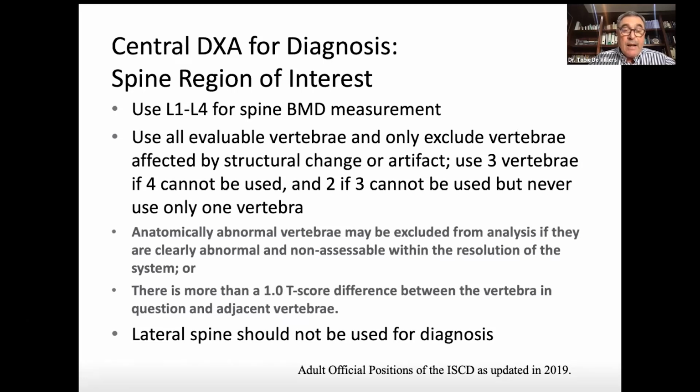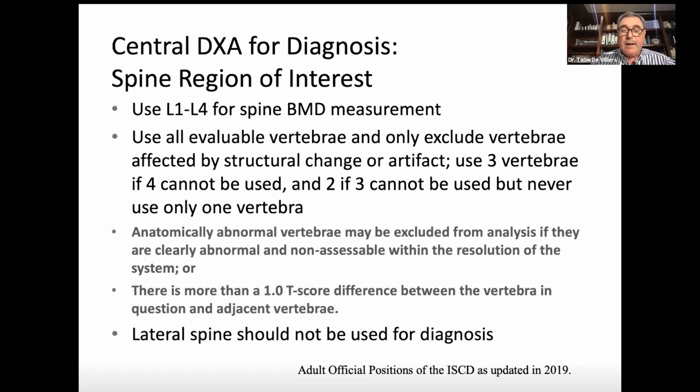Anatomically abnormal vertebrae may be excluded if they are clearly abnormal, and a vertebra can also be excluded if there is more than a 1 T-score difference between the vertebra in question and adjacent vertebrae. So you must watch on your report very carefully which ones the determination was based on, so that when it is done in follow-up, the same are used for comparison.